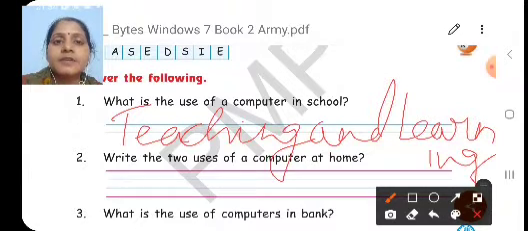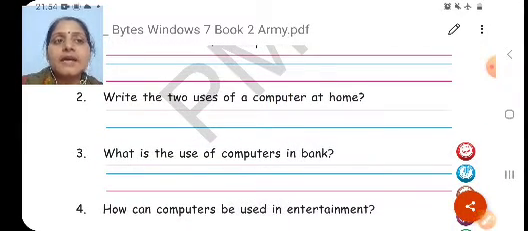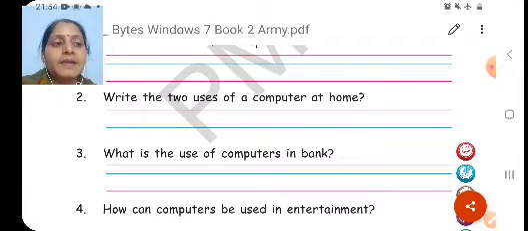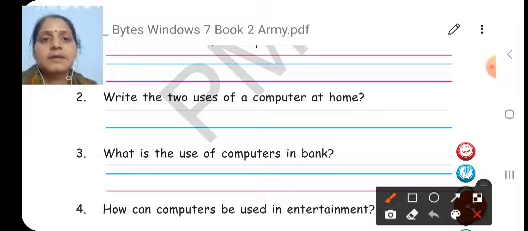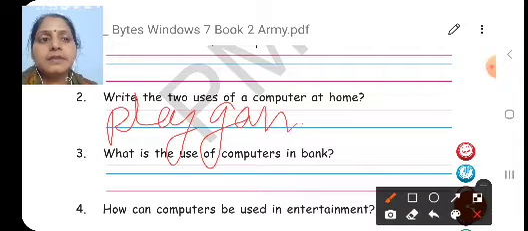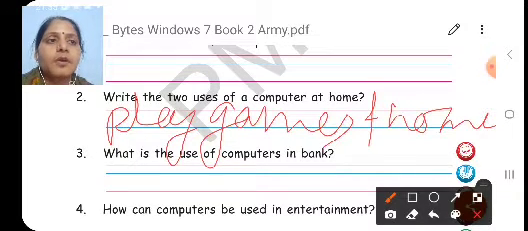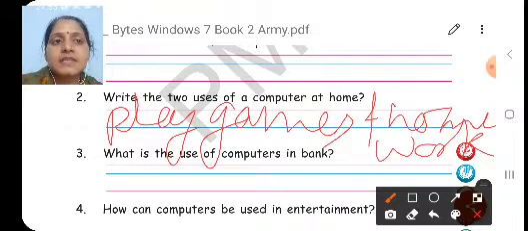So children, today we are going to discuss these question answers. In next video we will write using the board. Now write the 2 uses of computer at home. At home we play games, so we can write play, PLAY, games, GAMES, and we can do homework. हम homework कर सकते हैं और हम game खेल सकते हैं. So children, we will be writing these question answers using the board in next video. Today we are only discussing.